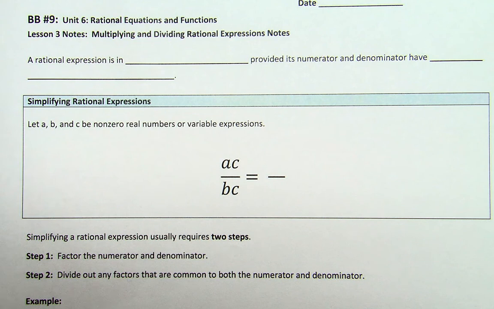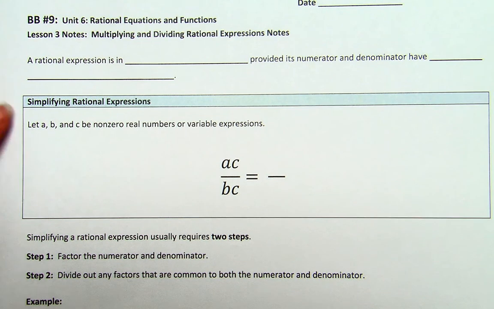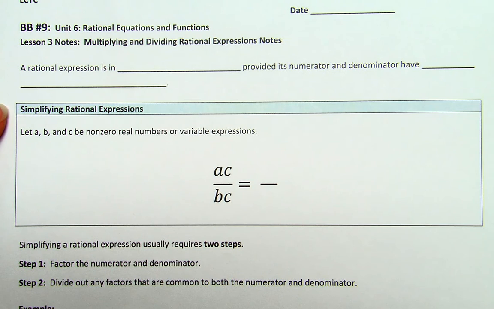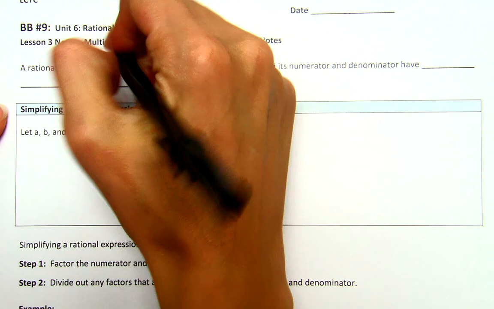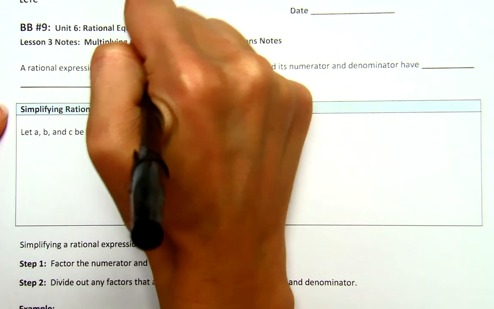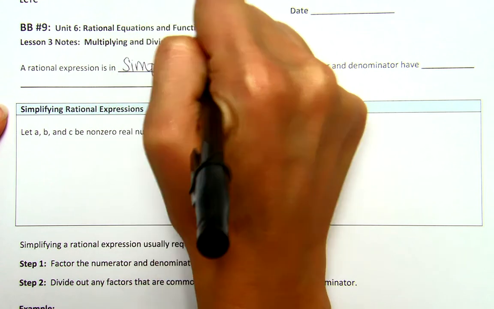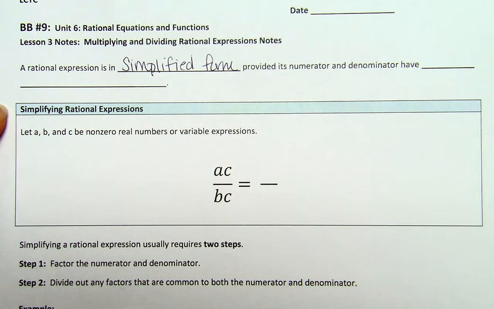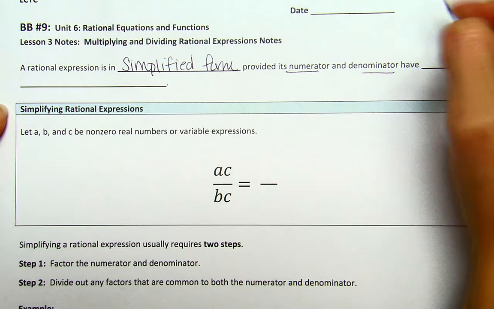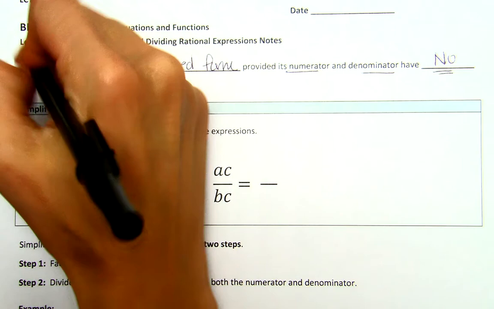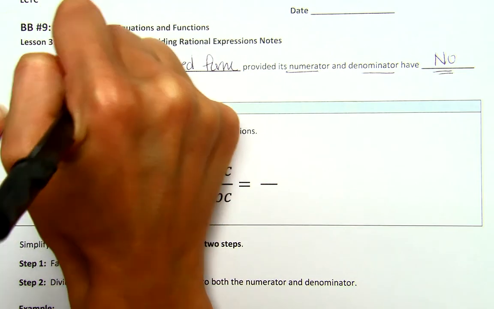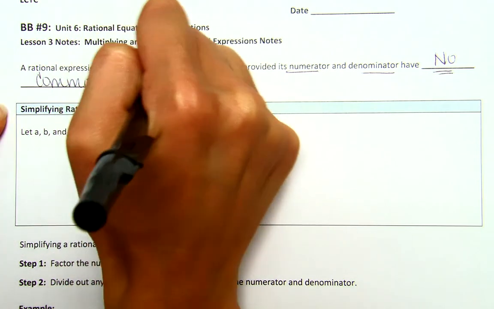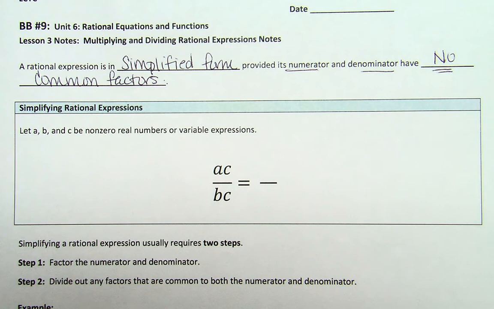So before we start, a couple key pieces of information that we want to make sure we're all on the same page with: a rational expression is in simplified form provided its numerator and denominator have no common factors. So a rational expression is in simplified form if your numerator and denominator have no common factors.